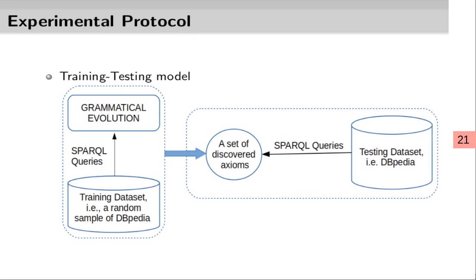To investigate the effectiveness of our approach, we organize our datasets following the model of training and testing. Specifically, the learning process is performed with the input data sources, which are derived from the training RDF dataset and a random sample of Wikipedia, while the evaluation of a discovered axiom is based on the testing dataset, which is the entire Wikipedia.